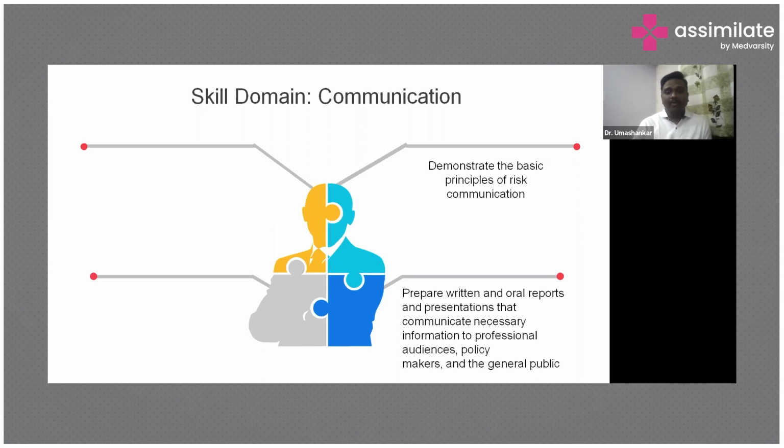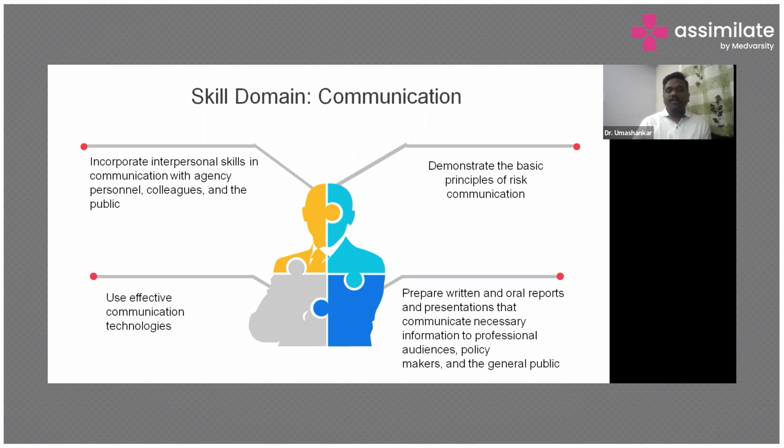So they should be able to demonstrate their communication by talking, by writing, and interpersonal skills should be there, because they have to work with the community. They have to work with the people. They have to work with the colleagues and the public. Okay. So they should use effective communication technologies wherever. How do we communicate? So you should use appropriate technology so that it can be communicated in a more effective manner. So communication skill is an important competency for an epidemiologist.